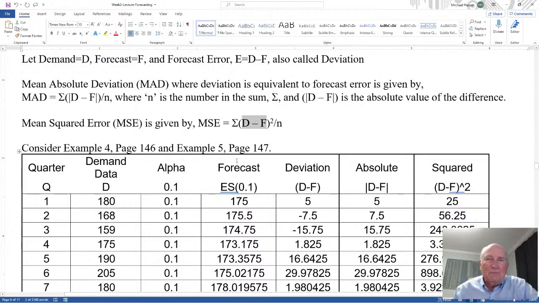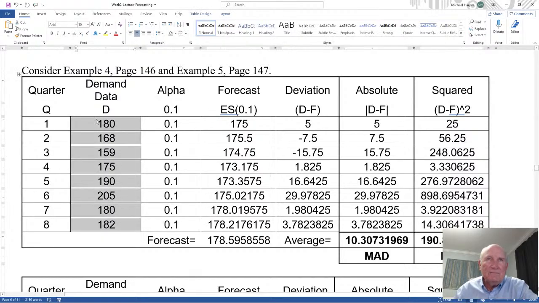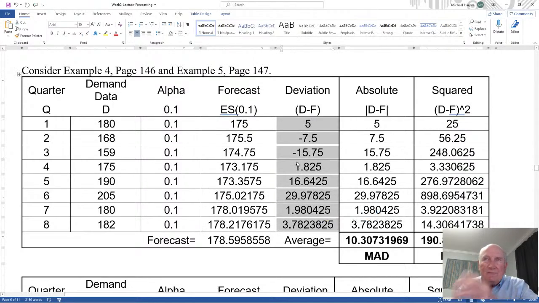Be careful with language. People can say different words, but they mean the same thing. Okay, down here I'm actually calculating it. Here's my demand data D. Here's my exponential smoothing with a 0.1. Here's my deviation or error, same thing.